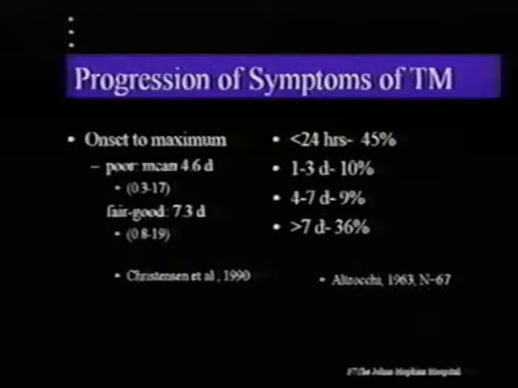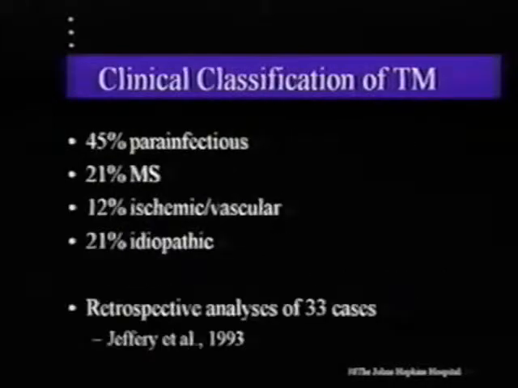How quickly do these symptoms progress? Most studies have really shown that it's half of all the patients studied progressed to their nadir, to their worst clinical disease within 24 hours. And that's actually what we have found. About 45% progress to their nadir within 24 hours. But there are patients, 10%, 9%, 36%, who take much longer and stutter along or progress much more slowly over days to even weeks.